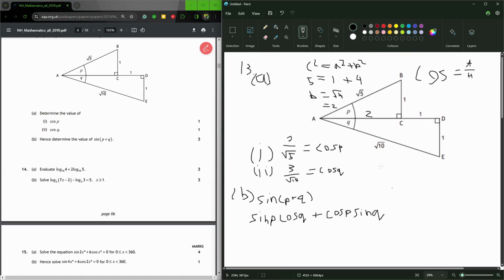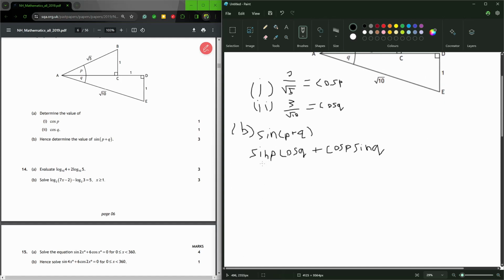That's fantastic, ain't it? What this has done is we've already worked out half the equation, but now we need to do sine P. So what on earth is sine P? Sine is opposite over hypotenuse, right? So if we're looking at sine P to start out with, 1 is opposite and the hypotenuse is root 5. So we can write that in. And then times cos Q, we've already worked out, it's 3 over root 10. So we're solid there.